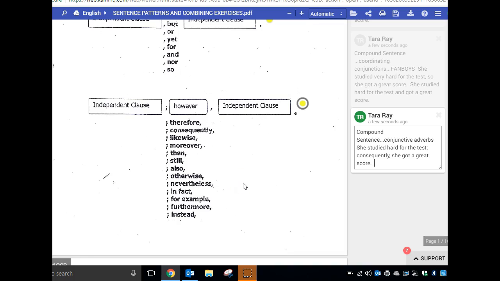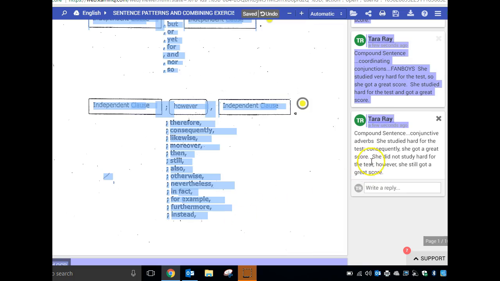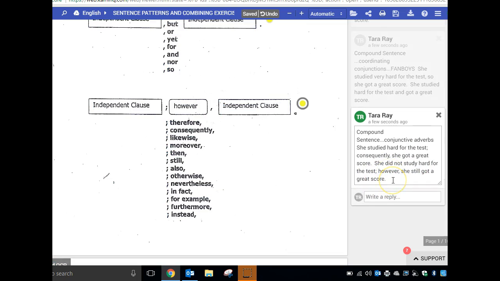So we could say, she did not study hard for the test. However, she still got a great score. Okay? Now, notice that's still two independent clauses on either side. But look what happens if I make that what's called an interrupter. She did not, however, study for the test.